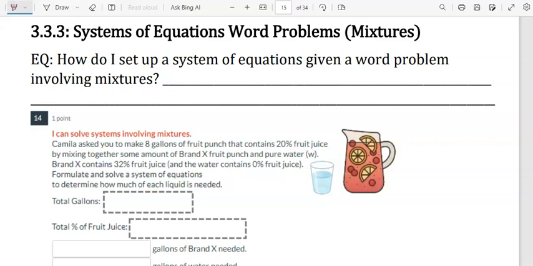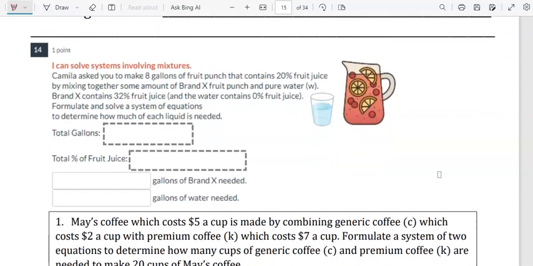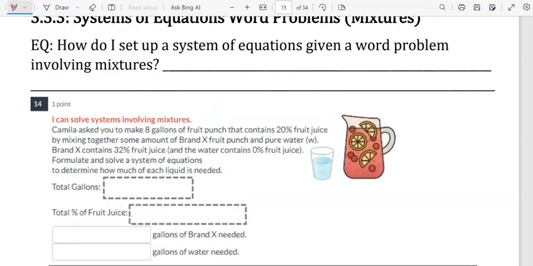3.3.3 Systems of Equations Word Problems: Mixtures. The essential question is, how do I set up a system of equations given a word problem involving mixtures? Let's look at the example. The skill is, I can solve systems involving mixtures.